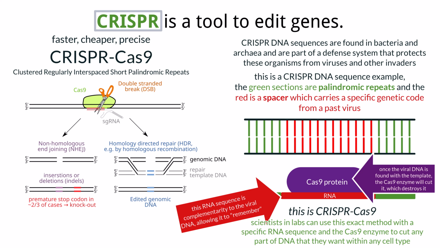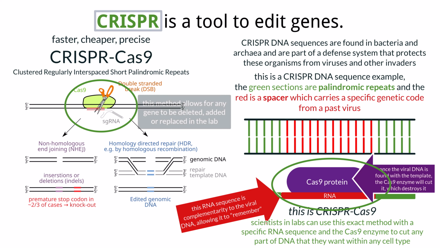CRISPR sequences are short, repetitive DNA regions. Scientists pair them with an enzyme called Cas9, which acts like molecular scissors. Together, CRISPR-Cas9 can be programmed to find a specific DNA sequence and cut it, allowing scientists to delete, add, or replace genes in living organisms.